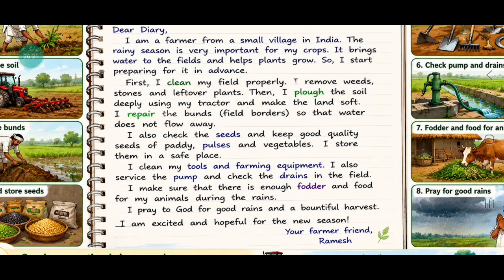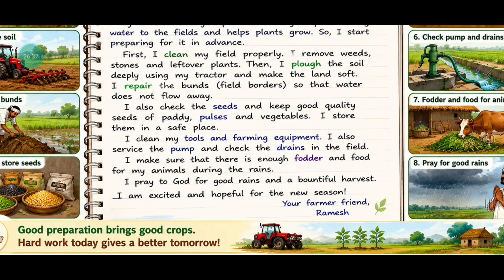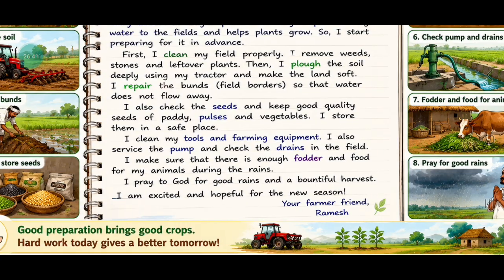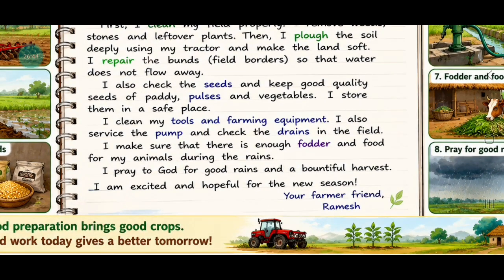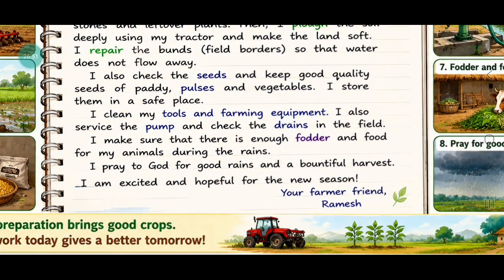Okay, here the farmer writes, I repair the bunds so that the water does not flow away. I also check the seeds and keep good quality seeds of paddy, pulses and vegetables. Means kharif crop seeds are prepared, means stored by the farmer, used by the farmer this time. I store them in a safe place. I clean my tools and farming equipment. I also service the pump.